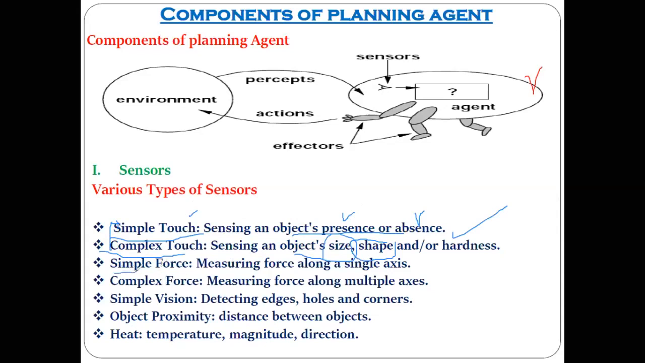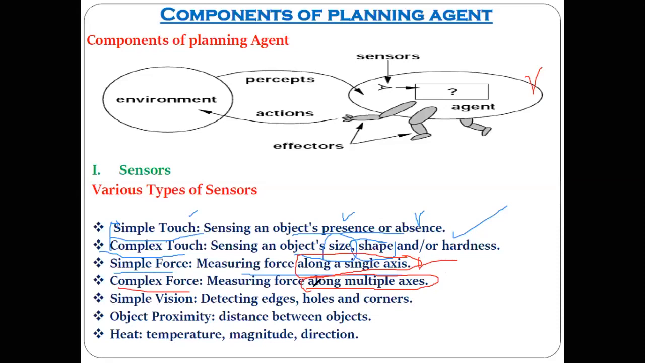Then another is the simple force sensor. Simple force sensors measure the force along a single axis. Can you tell me what you mean by measuring the force along a single axis? And its counterpart is measuring the force along multiple axes.